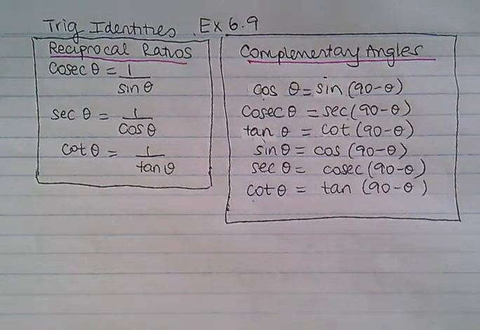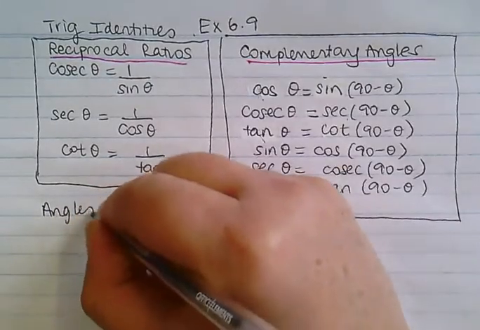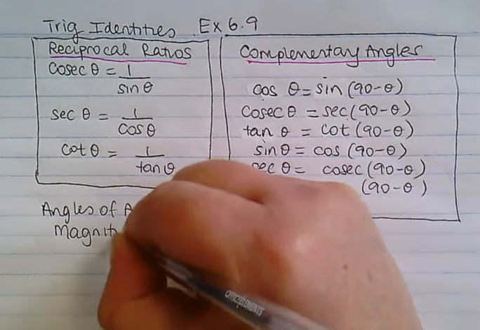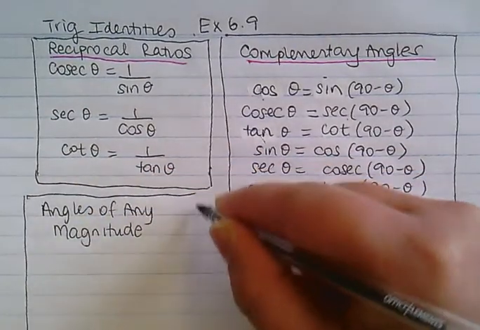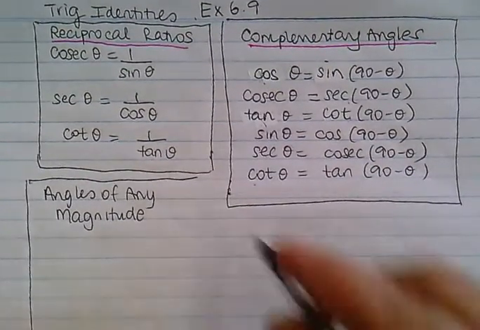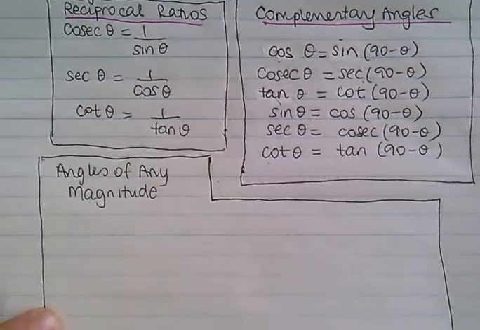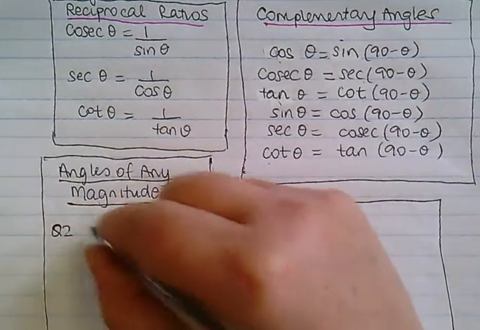Okay, we've also got angles greater than 90 degrees. Angles of any magnitude. So we've got 9 of those. Actually, even more. Actually, I might have to do them like this. So angles of any magnitude. We'll do quadrant 2 angles first.